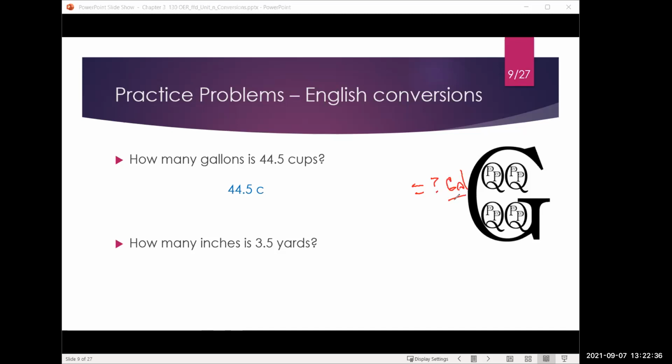I want to be in gallons, so I don't want to lose track of where I'm going with respect to units. I've got cups, and I need to find a way to get rid of cups and get into another unit. I know that there are 2 cups in a pint. As I set this up, I make sure I'm checking my units and that everything's correct.